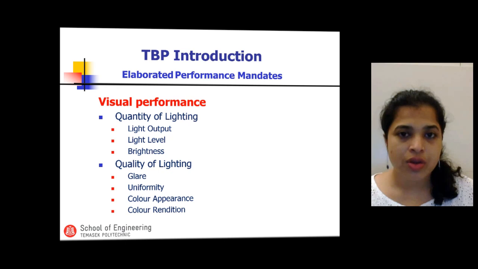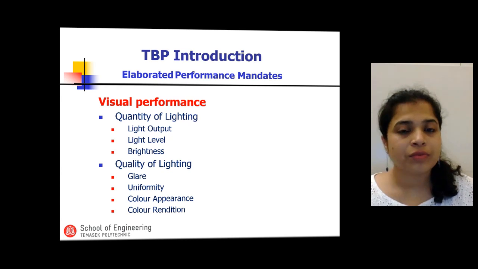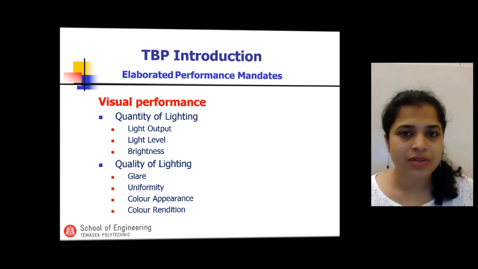Color rendition. We try a dress in a changing room in a mall, and we try the same dress in our house. It looks different. The colors of the dress look different. That's because the different lighting conditions in these two different spaces affects the way the color appears. This is called the color rendition. Now, these different factors affect the overall visual performance of that space.